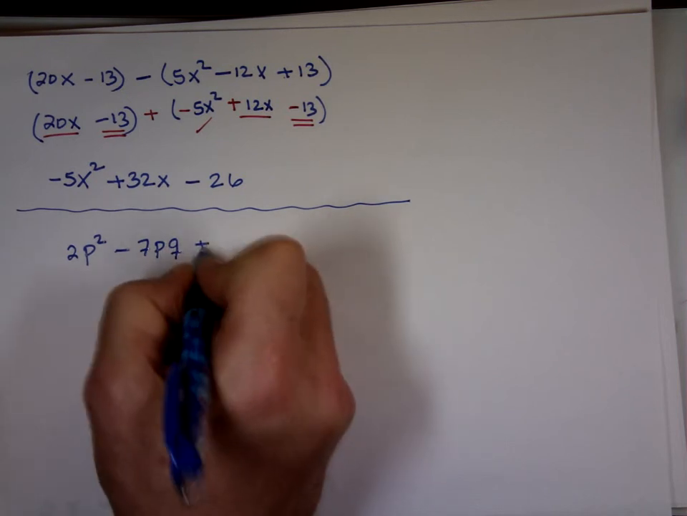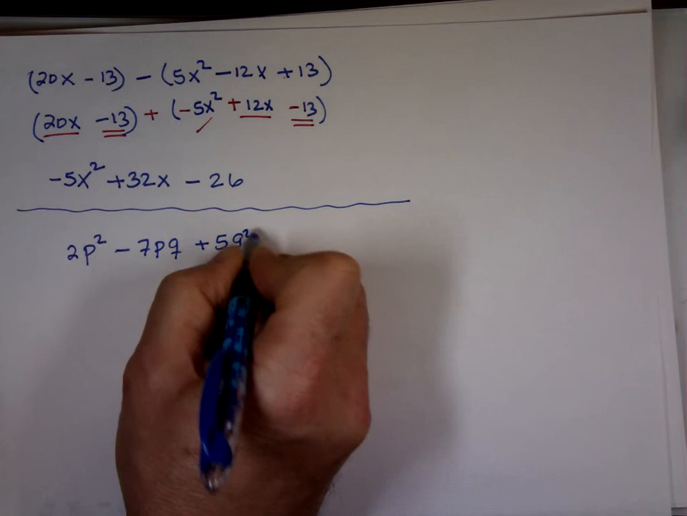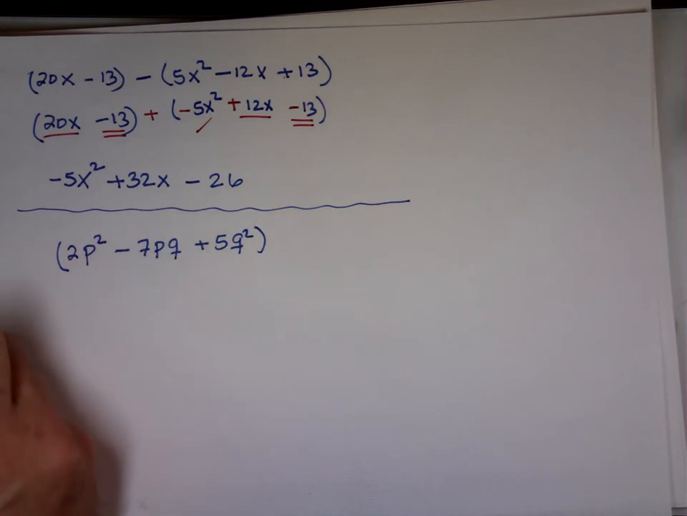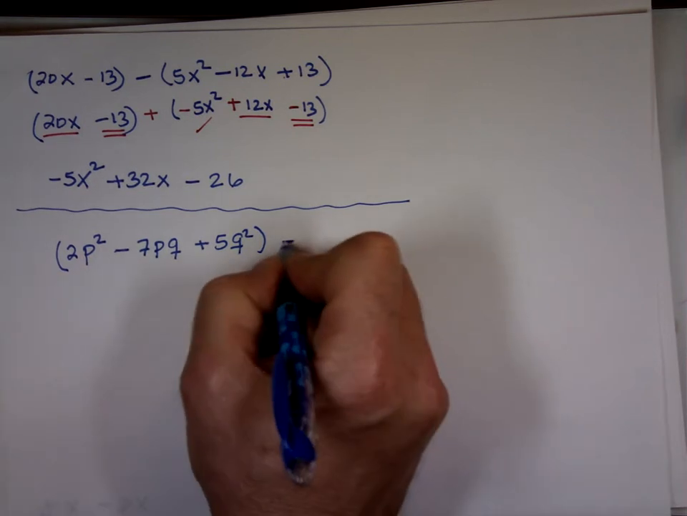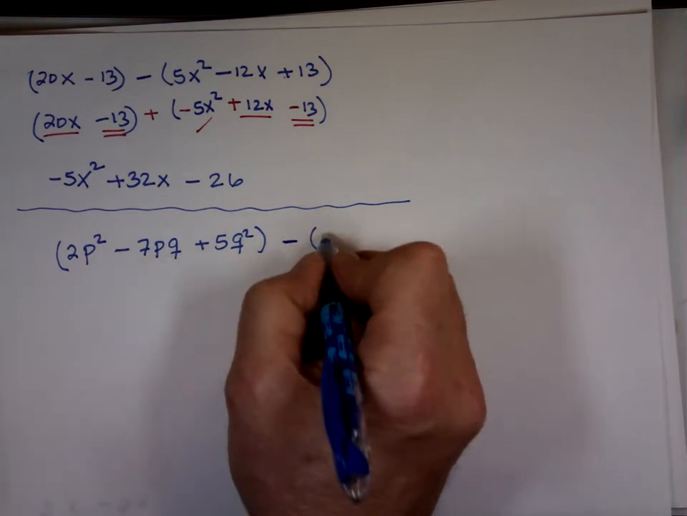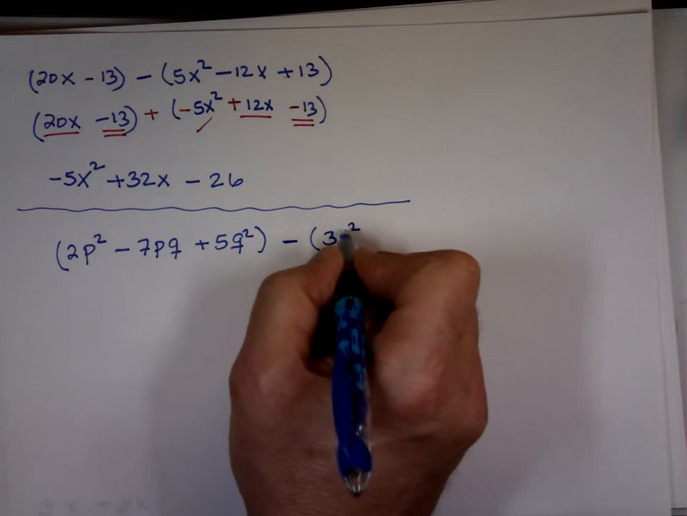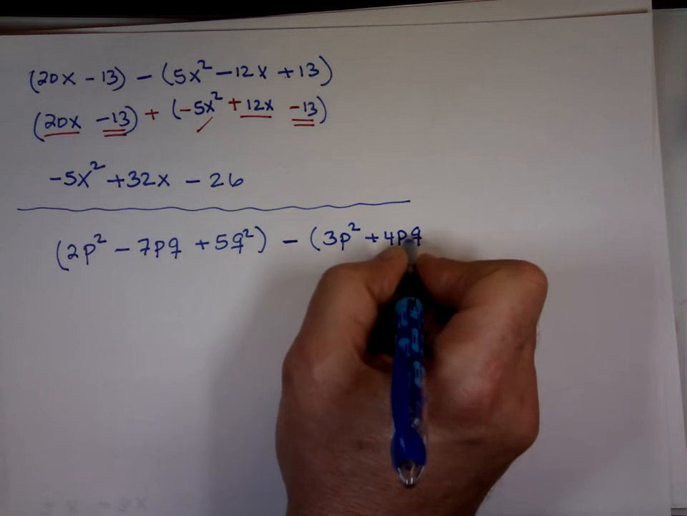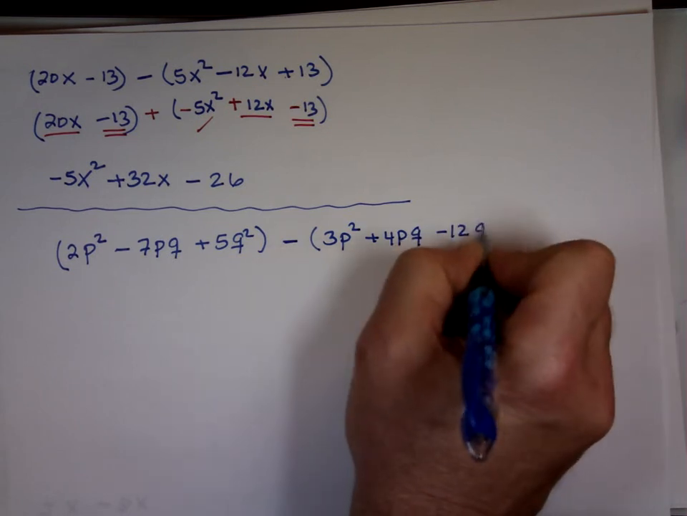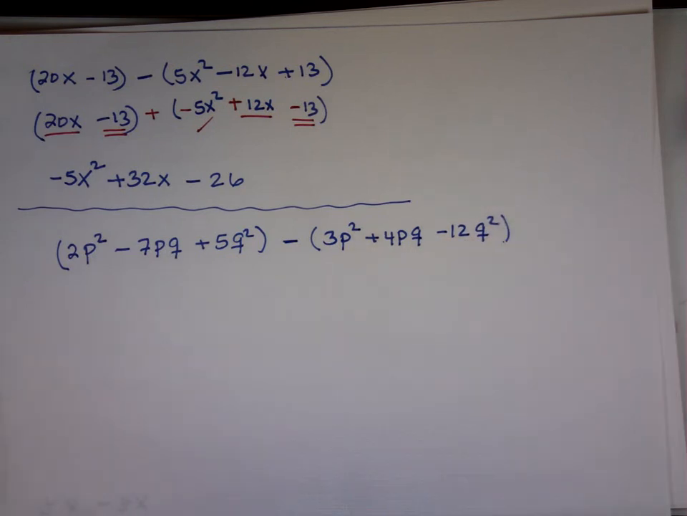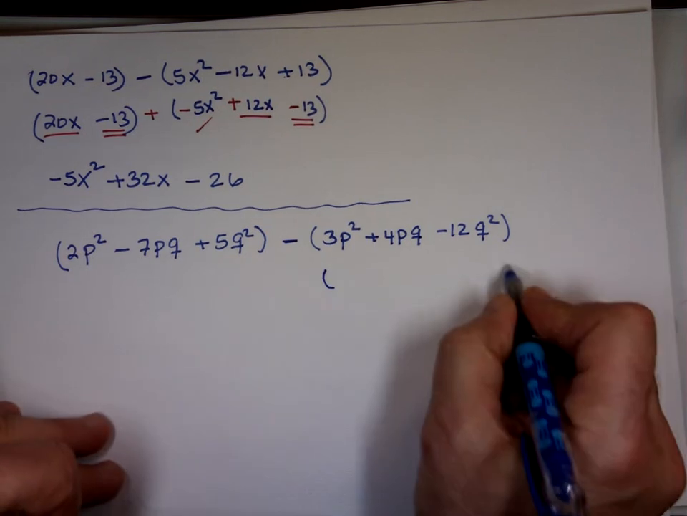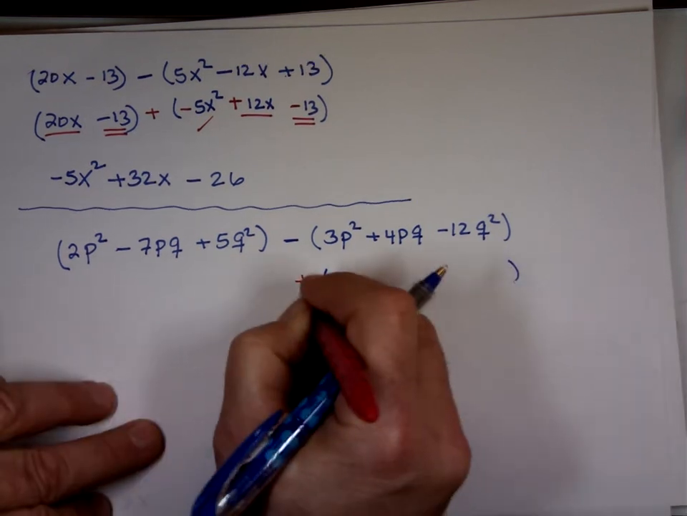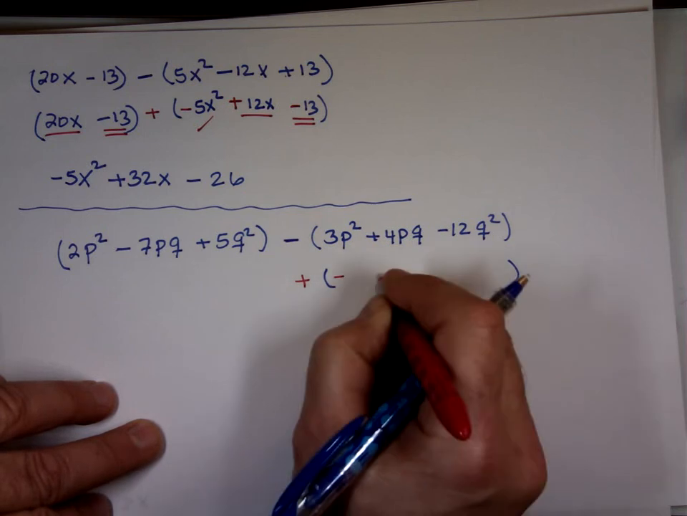Another one, 2p squared minus 7pq plus 5q squared, minus 3p squared plus 4pq minus 12q squared. I'm going to change this to plus. I'm going to switch all the signs on the inside. That's plus, becomes a minus, minus, and plus.